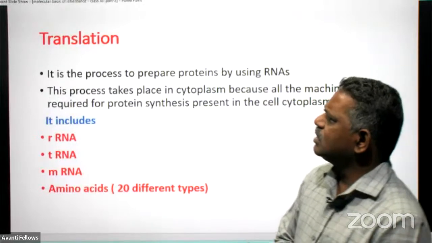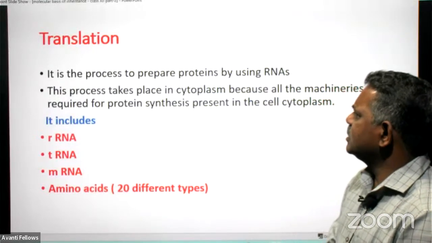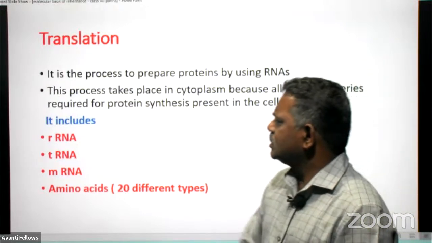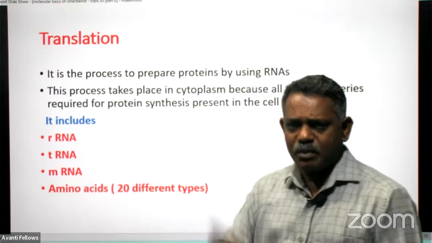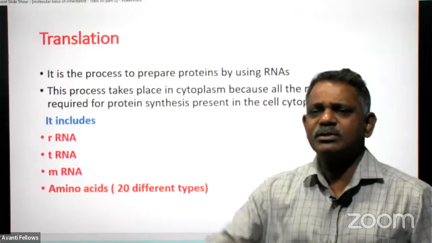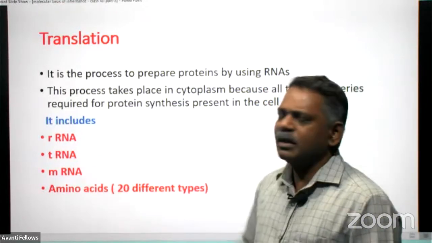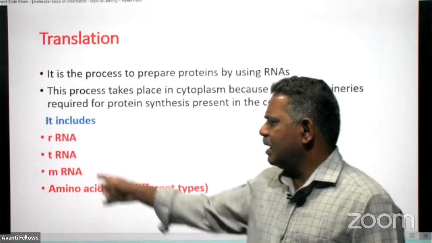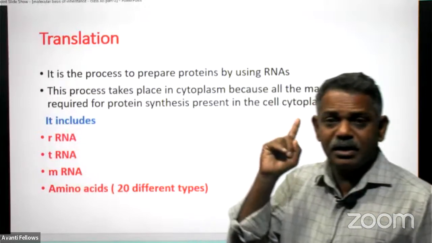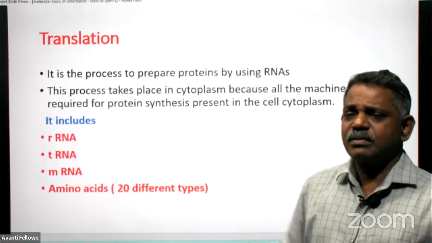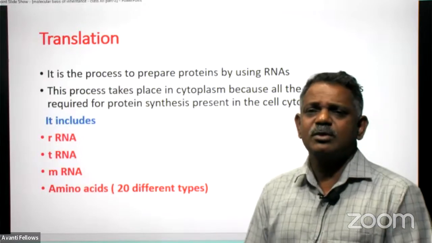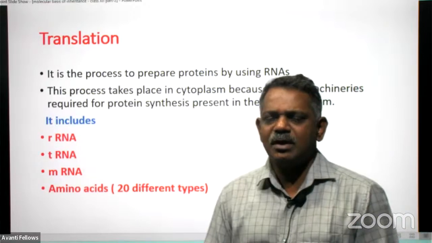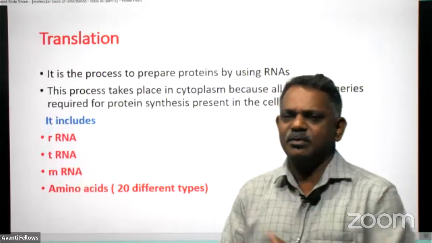So what are the machineries required for synthesizing protein by using this RNA? It includes the rRNA produced in the nucleus and taken to the cytoplasm, tRNA produced in the nucleus and taken to the cytoplasm, and mRNA produced in the nucleus through the process of transcription and taken into the cytoplasm. And another one is the amino acids of 20 different types.